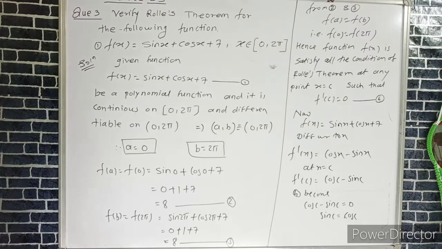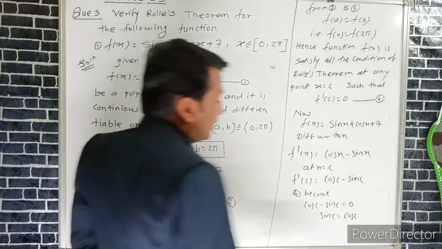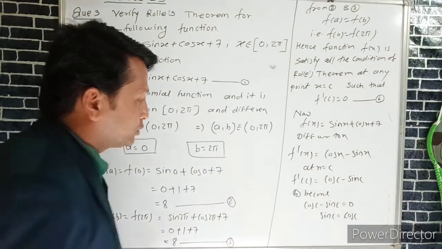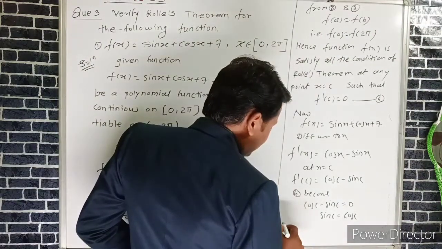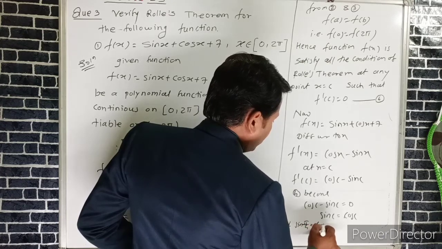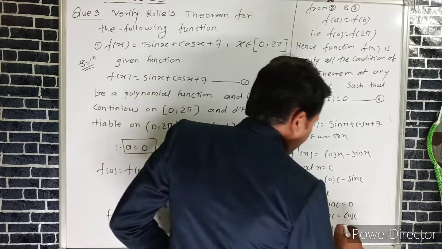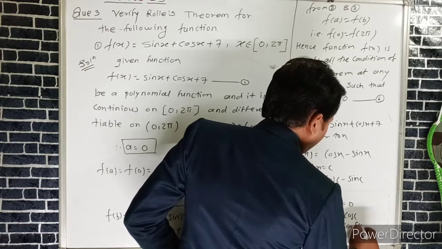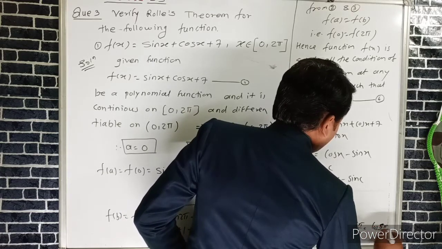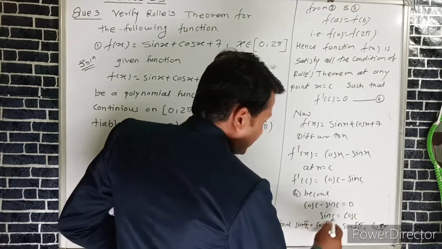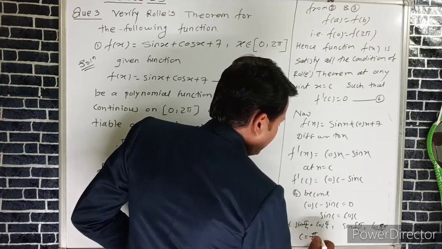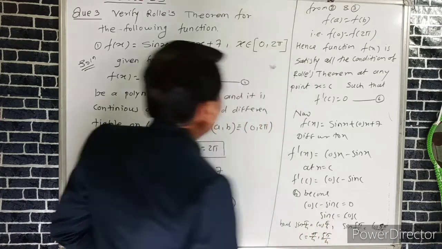Similarly, for 5 pi by 4, sin and cos are equal. We know sin pi by 4 is equal to cos pi by 4, and again sin 5 pi by 4 is equal to cos 5 pi by 4. Hence, we can take the value of c as pi by 4 and 5 pi by 4.